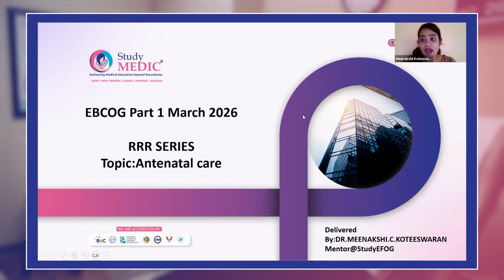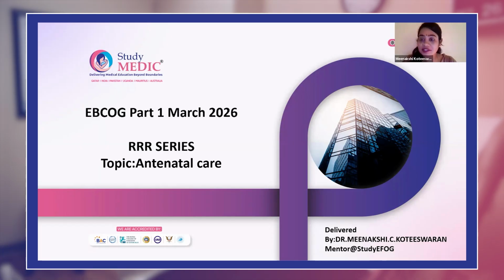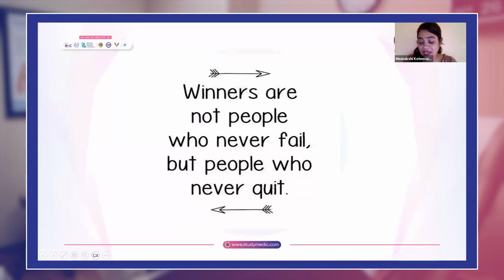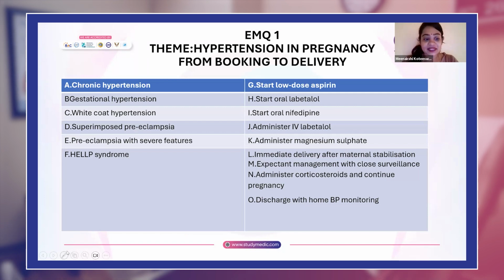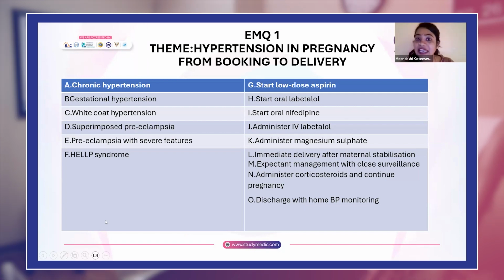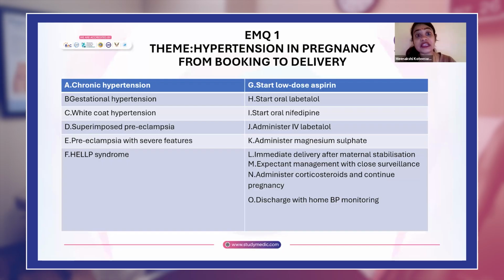So today we are dealing with antenatal care, where we'll be doing a set of questions on both EMQs as well as SBAs. So let's start off with the EMQs first, and then we'll go towards the SBAs. Antenatal care today, we'll be dealing with three important topics. One is hypertension in pregnancy, and then we have questions on fetal growth restriction.